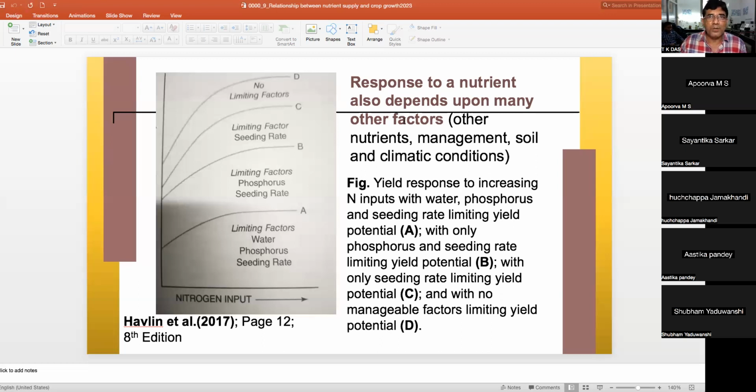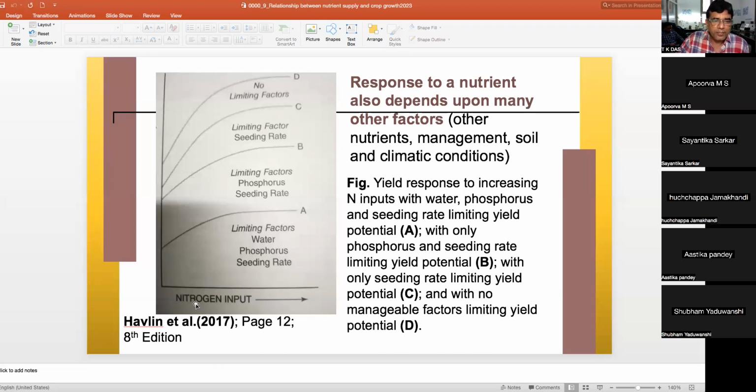You can have two kinds of soils. In one kind of soil, you are adding water. In another kind of soil, you are not adding water. So response of nutrient will be high when you add water to the soil, compared to the other case where you have not added water. So the supply of nutrients also interacts with many other management factors, soil factors, as well as climatic factors. Here you can see one example from the Havlin book.